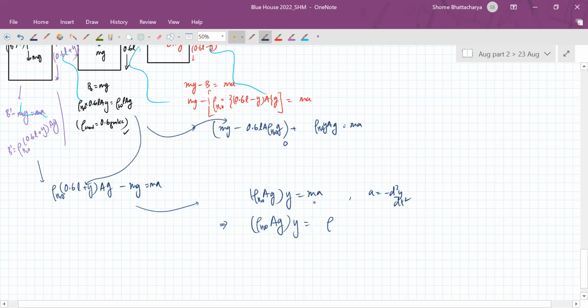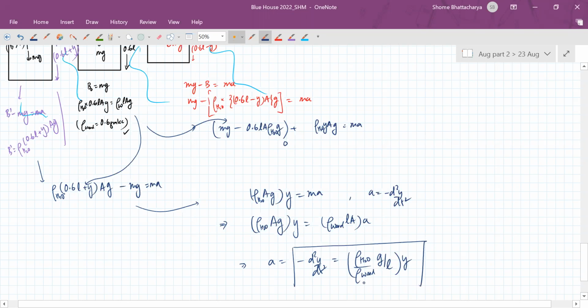On the other side, the mass of the wood we can write as density of wood into the total volume. So as you can see, a, which is minus d2y by dt square, comes out to be density of water divided by density of wood into g by L, this whole factor into y. So this is our equation of SHM.